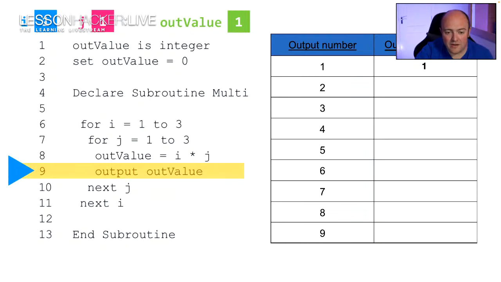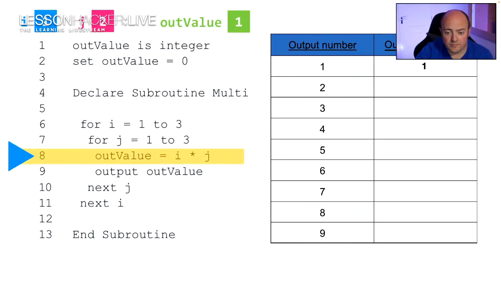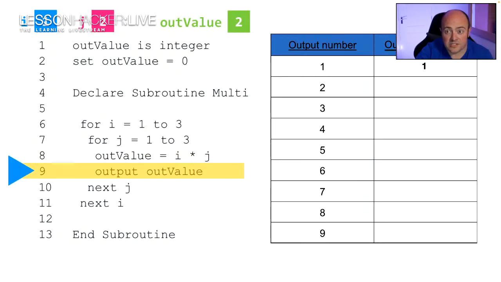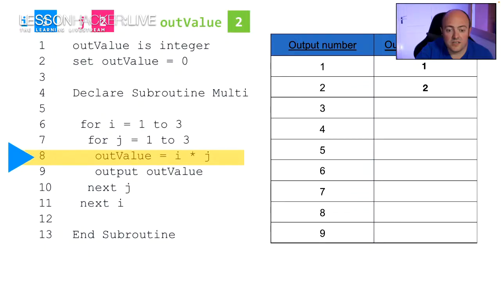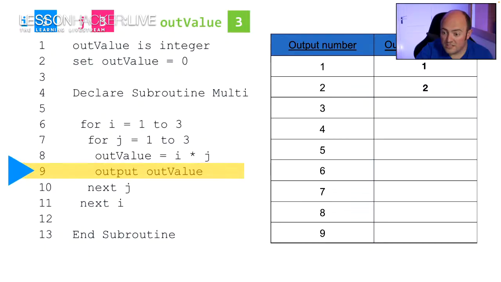Where do we go next? Well, we're in the middle of the J for loop there. That's the one we're in. So we're going to increase J. I times J is 1 times 2. Let's put it in the table. Still in the middle of the J for loop. That's going to go to 3. 1 times 3, 3. Stick it in the table. We've done the J loop now because we've done 1 to 3 on J.